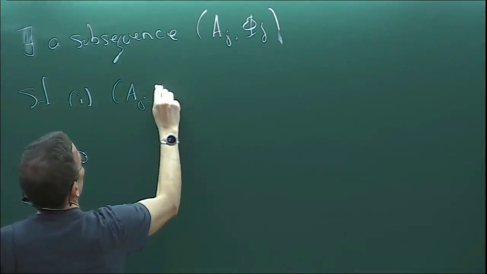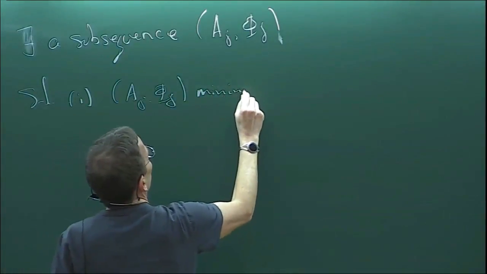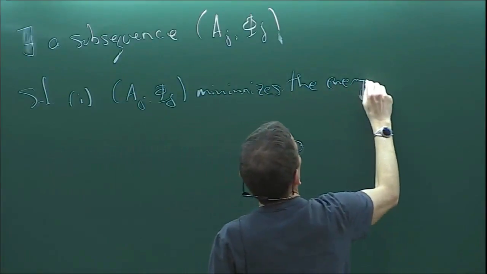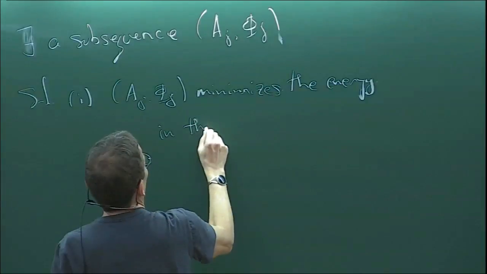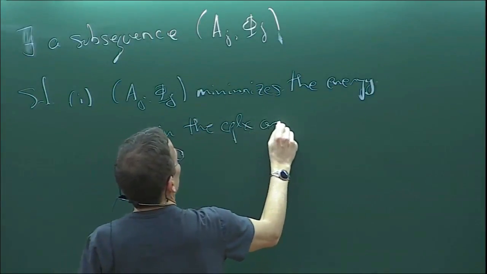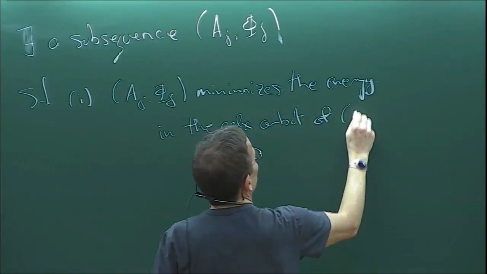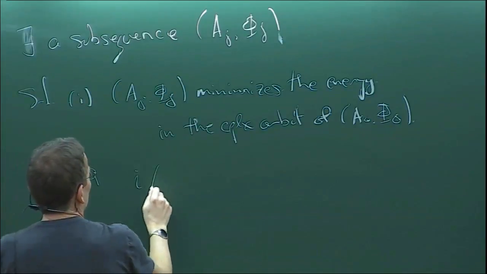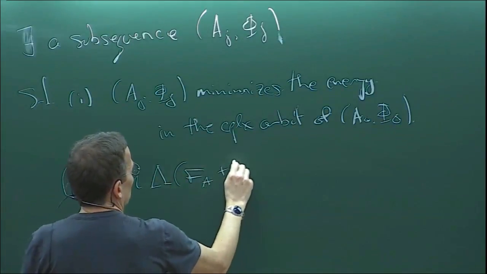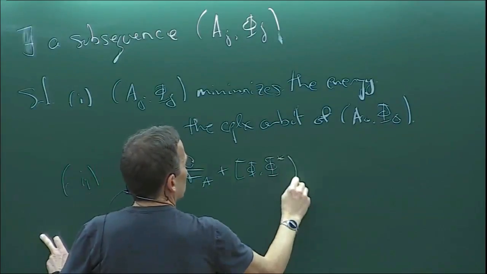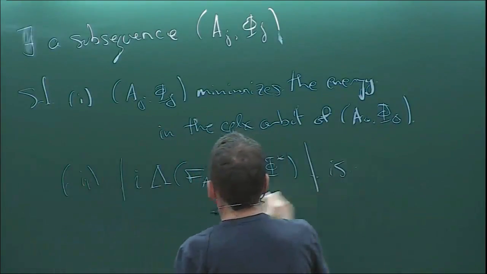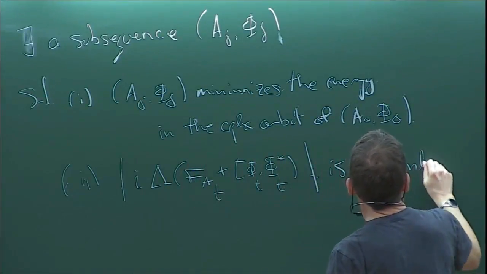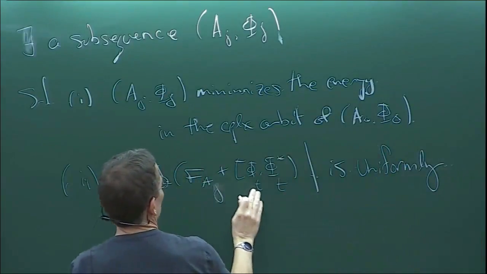There exists a subsequence such that (A_j, phi_j) minimizes the energy. I guess I haven't really told you what the energy is, but it minimizes the energy in the complex gauge orbit of the initial condition, (A_0, phi_0). This tensor, this is the Hermitian-Einstein tensor, phi star, is uniformly bounded. So put a t everywhere, is uniformly bounded. Oh, sorry, I should put a j since I'm taking a subsequence.